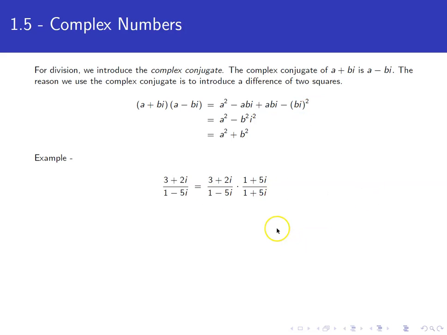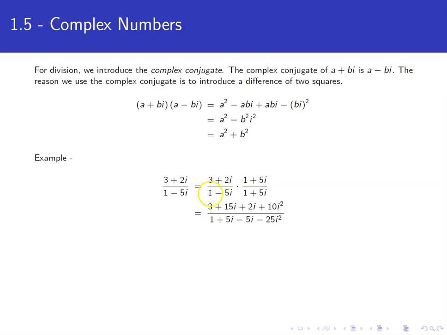So let's say we want to compute 3 plus 2i divided by 1 minus 5i. Our goal here is to get the i out of the denominator, to get only a real number in the denominator. So to do that, we're going to multiply top and bottom by 1 plus 5i, the complex conjugate of the denominator. Distribute on top, distribute on bottom.